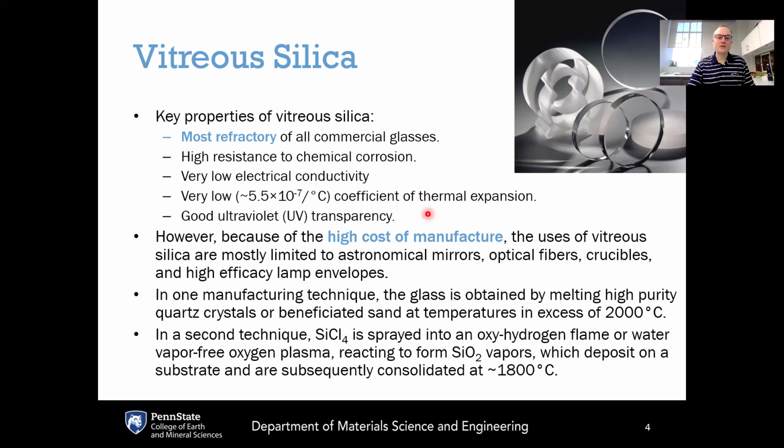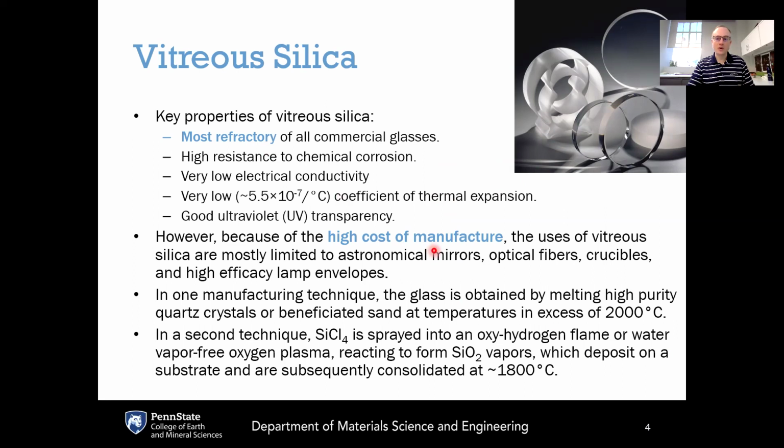Silica also has a good ultraviolet transparency. So you can see here that it is highly transparent in the visible, and it also has good ultraviolet transparency and good transparency in the near infrared as well. The downside of vitreous silica is that, because it is a really well-connected glass network, it requires very high temperatures in order to produce this. And that means that it has a fairly high cost of manufacturing.